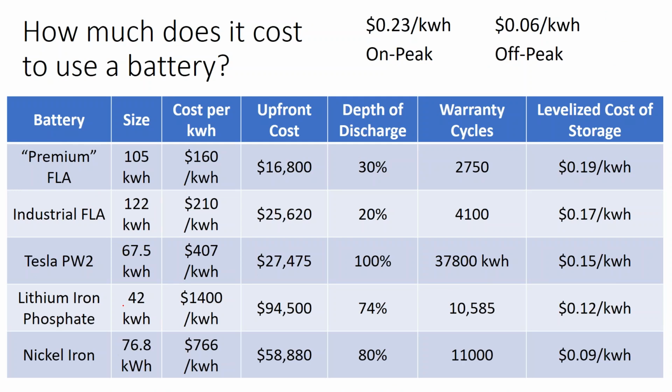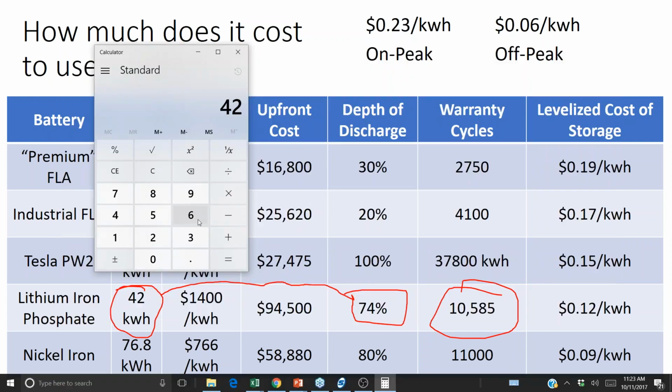What we're going to do is take the 42 kilowatt hour battery bank that's being discharged on a regular basis. 74% of it's being discharged, and it's warranted for 10,855 cycles. That's going to tell us how many kilowatt hours came out of that battery total over its entire life. So, 42 kilowatt hours times 0.74. On one cycle, we're getting 30 kilowatt hours out of it, and 10,585.